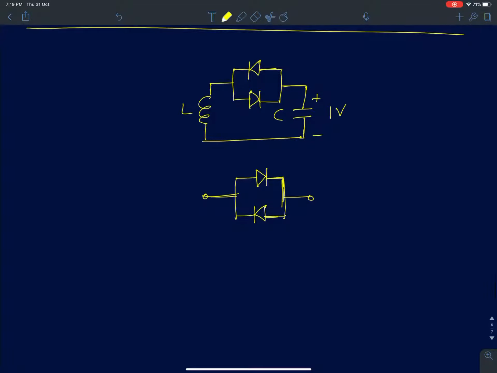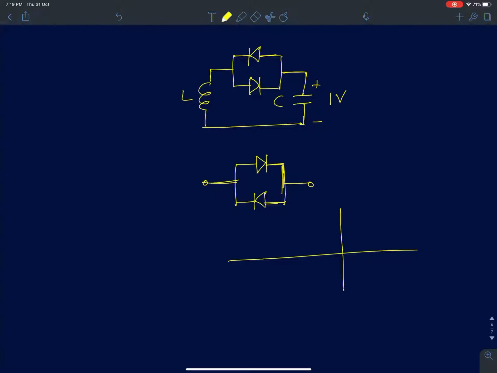then the IV characteristic of this would look something like this. When I apply any slightly positive voltage across this, this diode will conduct. For a negative voltage, the other diode will conduct. So the characteristic would look something like this. For a 0 V gamma, you can have current in both directions. This is the IV characteristic, current versus voltage.